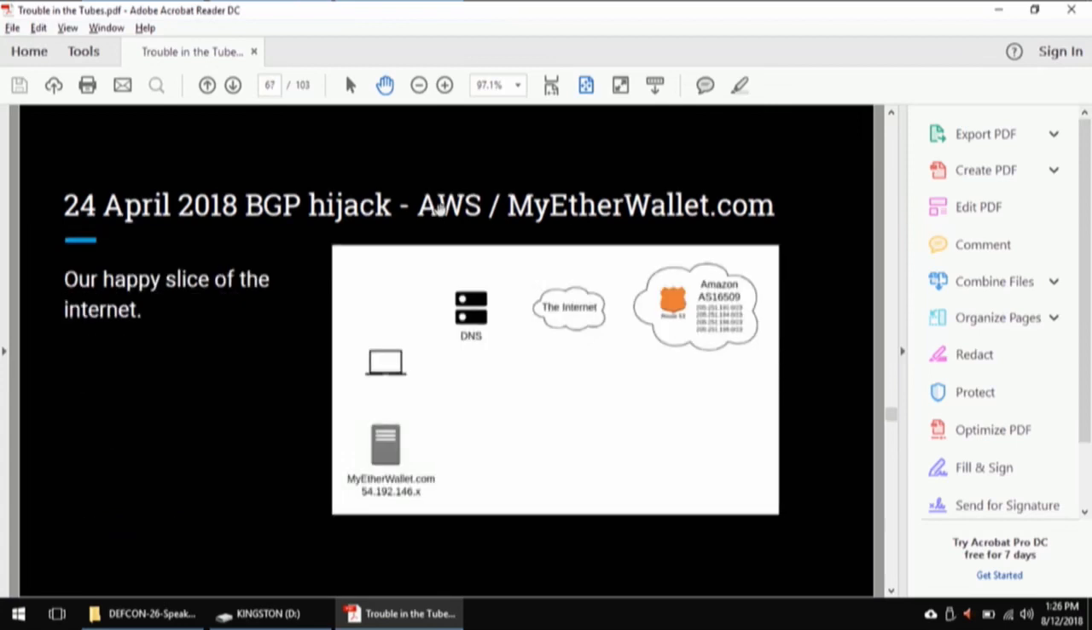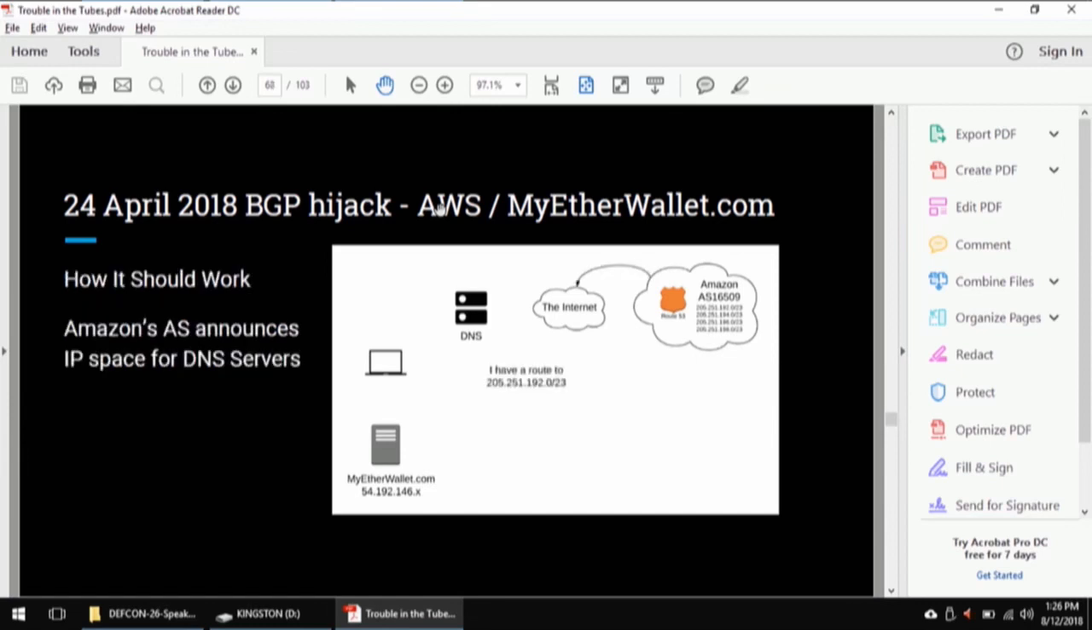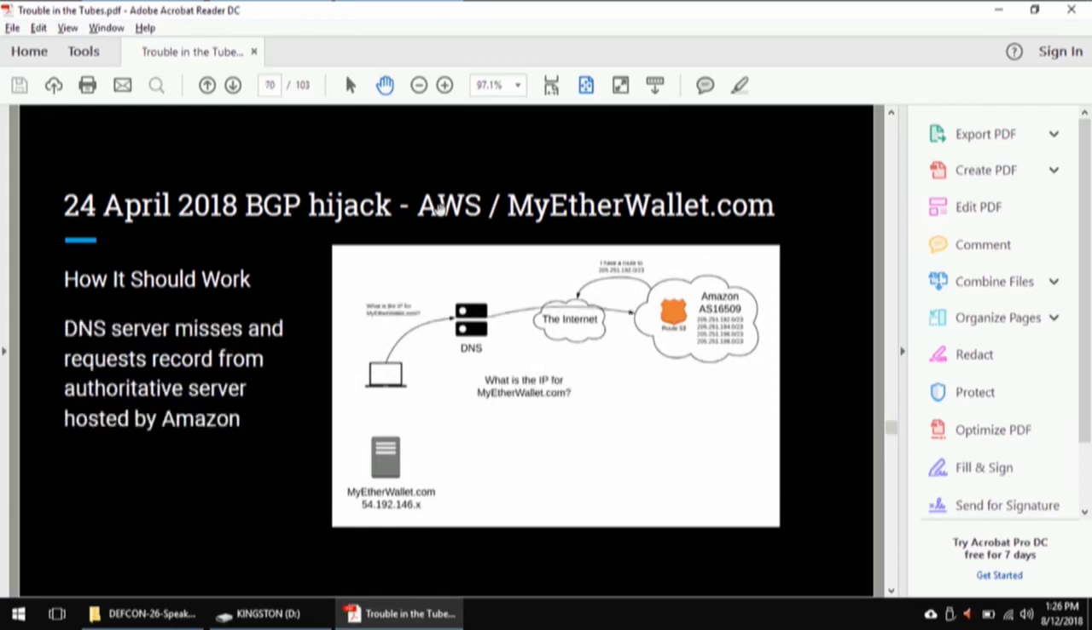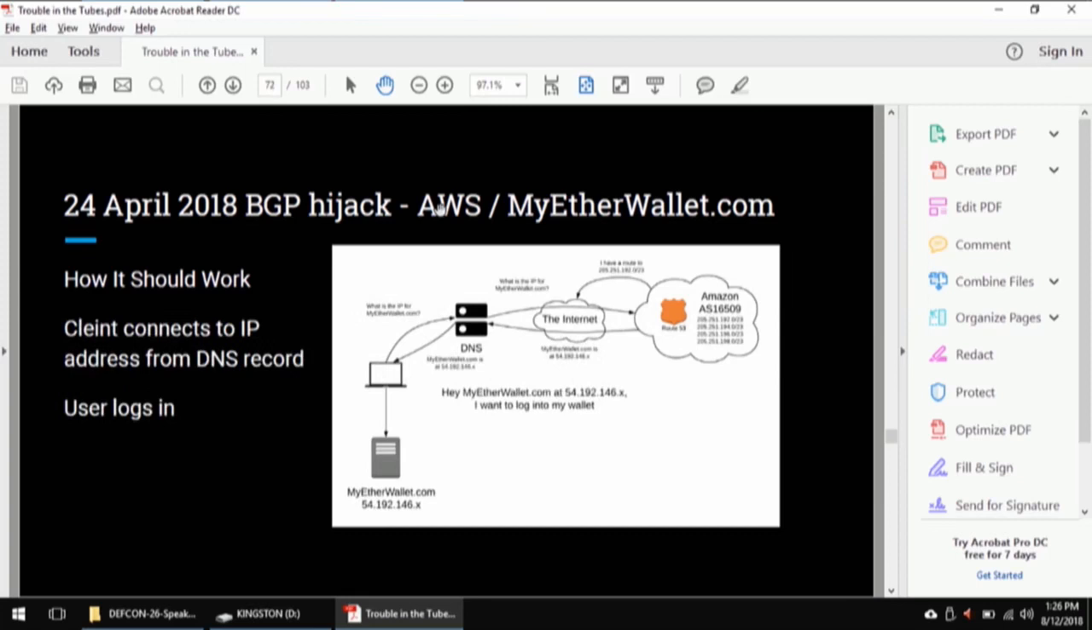So really quick, how things are supposed to work. On the left side there, we have a client trying to get to myetherwallet.com. On the right, Amazon, whose Route 53 is providing the DNS services, announces its route to the internet. So it starts to propagate its route. The client asks its DNS server how to get to myetherwallet.com. It doesn't know, has a miss, so it hits Amazon. It says, hey, how do I get to this? Response is returned. It caches, passes it to the client. Client then connects to myetherwallet.com and logs in. Okay, that's how it's supposed to work.